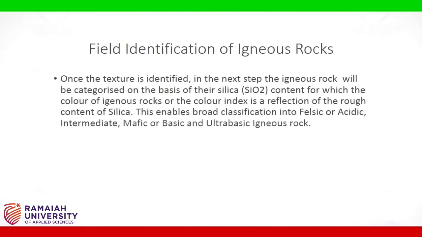Once the texture is identified, in the next step, the igneous rock will be categorized on the basis of their silica, SiO2, content, for which the color of igneous rocks, or the color index, is a reflection of the rough content of silica. This enables broad classification into felsic or acidic, intermediate, mafic or basic, and ultra-basic igneous rock.